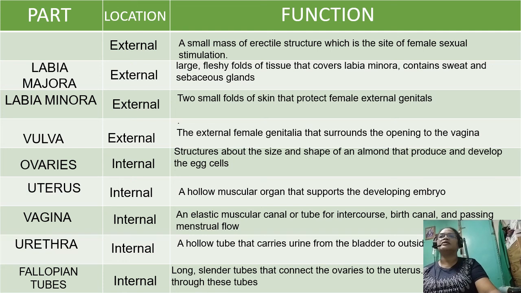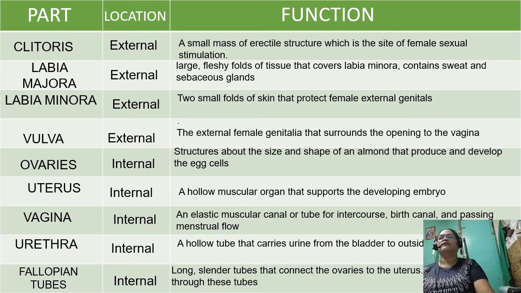Let's look at this table. The first column is the parts of the female reproductive system. The second is location, and the last part is the function. The first part that we are going to discuss is the clitoris, which is the site of the female sexual stimulation.